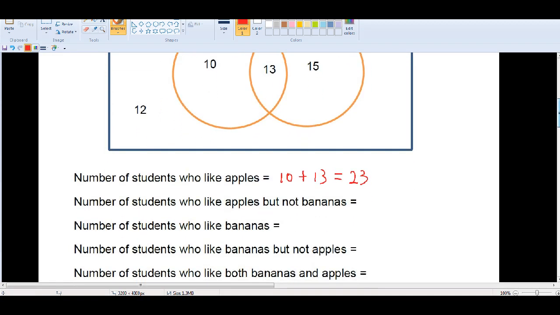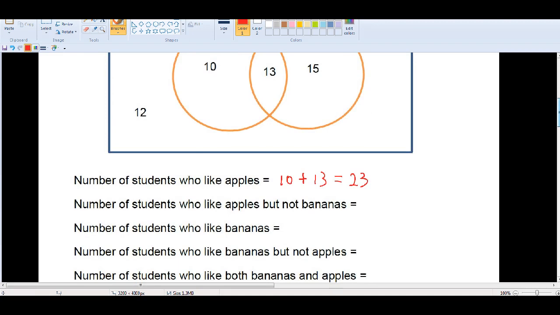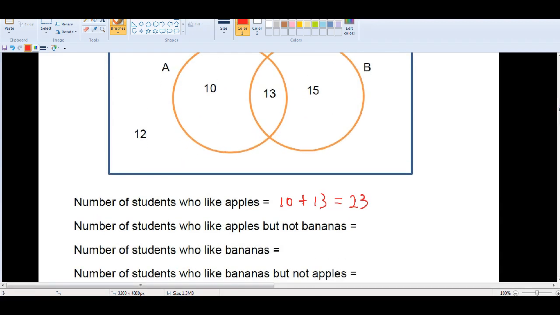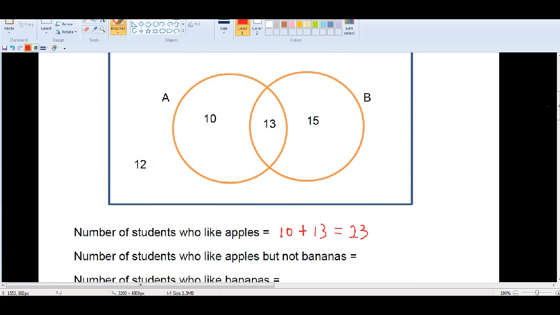Let's see the next one: who like apples but not banana. This one is still about the students who like apples, but this time we exclude those who also like bananas. So we only consider the number in circle A but not in the overlapping area with B. How many of them? There are only 10.